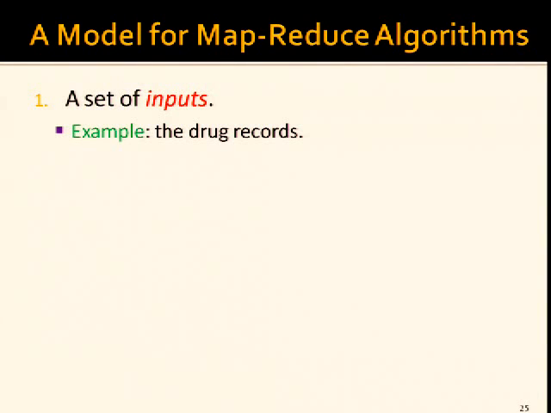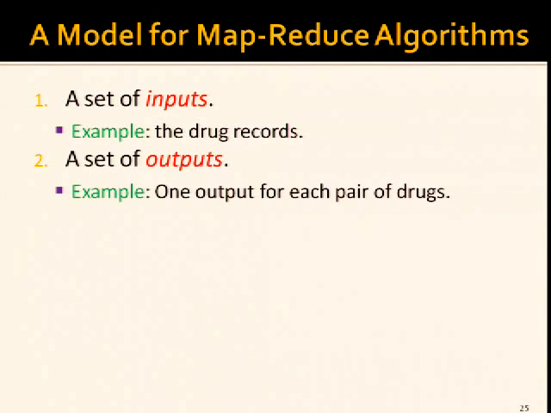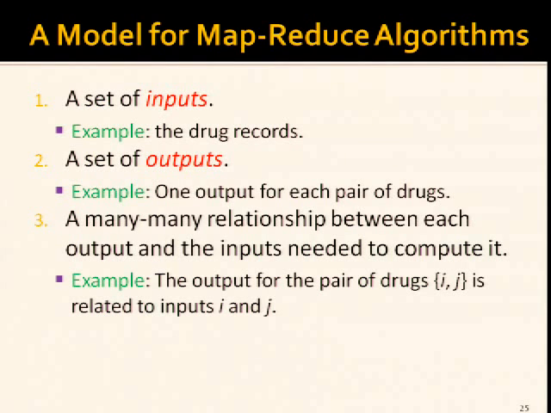So the model for a MapReduce algorithm will be, first of all, a set of inputs. That's the nature of MapReduce. And then there's a set of outputs. So in the example we've been playing with, there's an output for each pair of drug records. The inputs are, of course, the drug records themselves. And then there's a many-to-many relationship that tells for each output what inputs it depends on. In our example, that was very simple. The output representing the set containing I and J, or the pair of drugs I and J, is related to input I and input J, and no other input. And this is true whether you group the drugs or not.